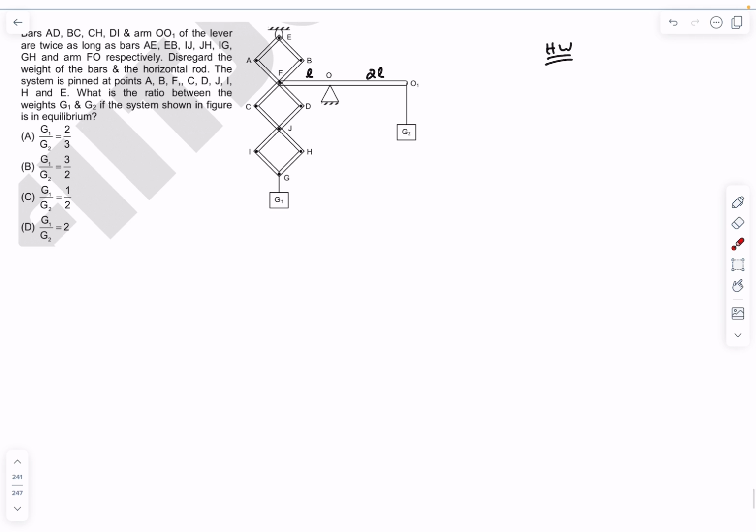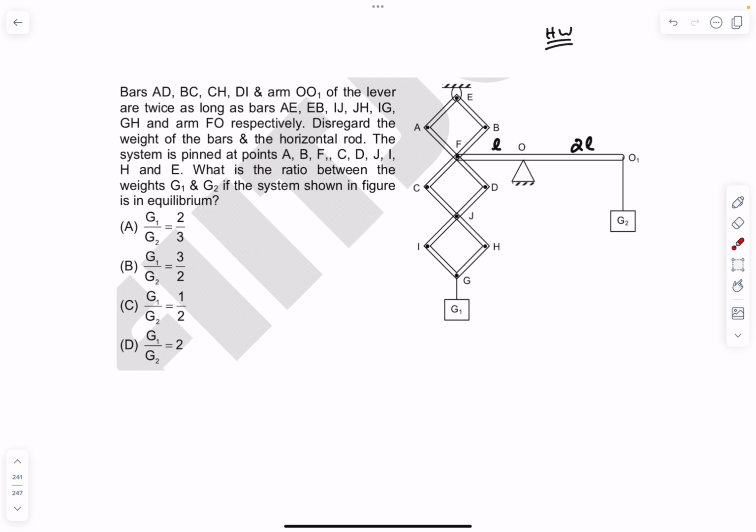Okay guys, so now this is the homework problem over here. So we have an arrangement over here, something like this. And this length is L, this length is 2L, and we have two loads over here that are hung from the point G and the point O1. So in the problem, you guys have to figure out the ratio of G1 and G2. So solve this problem and comment down the answers below.